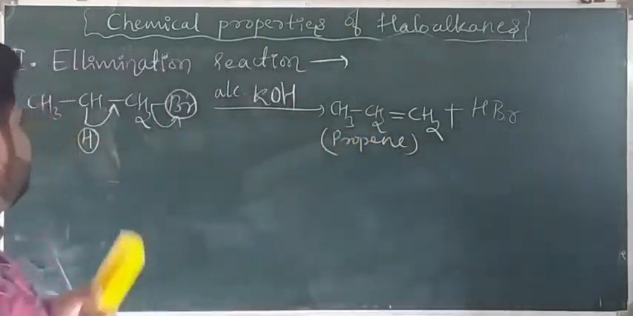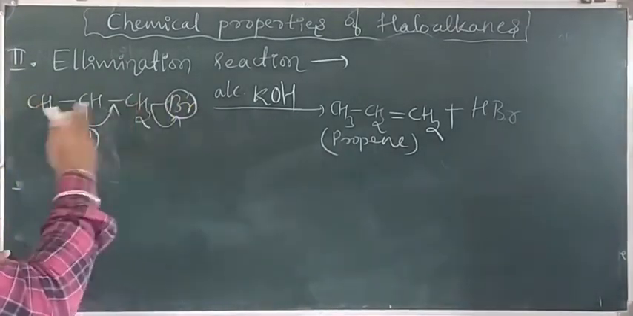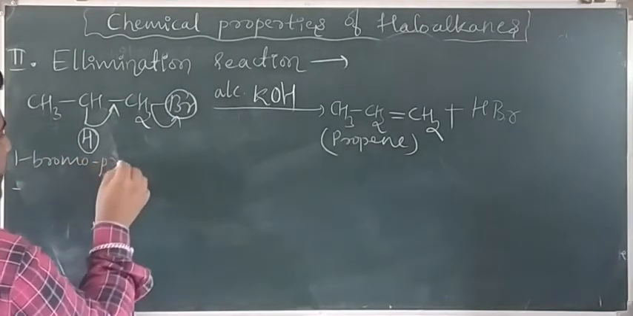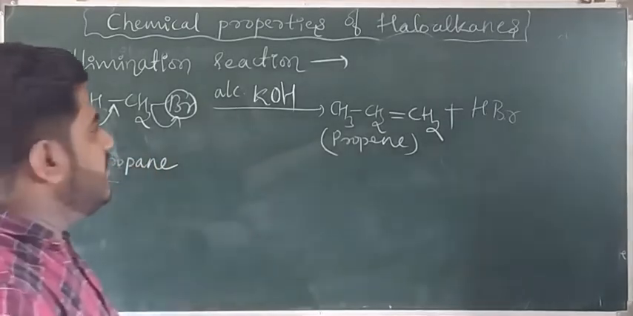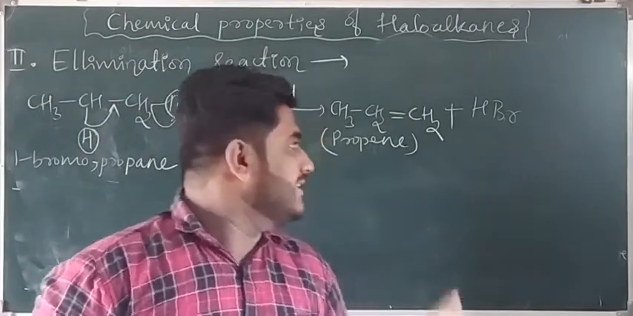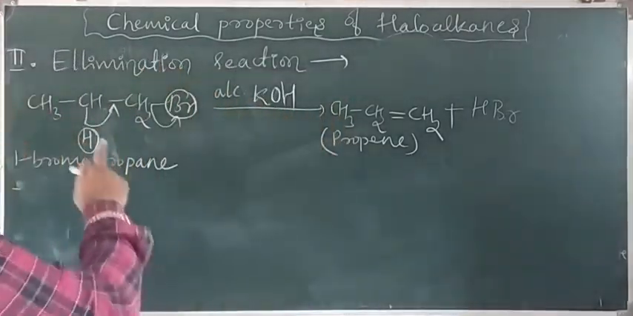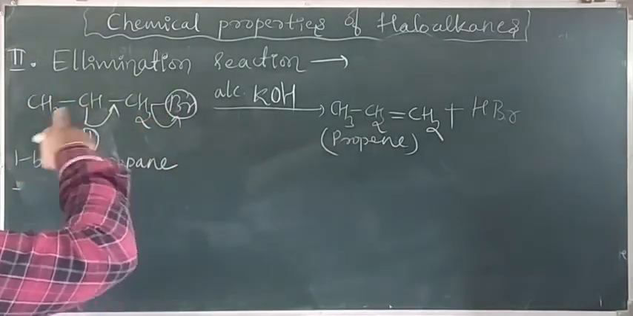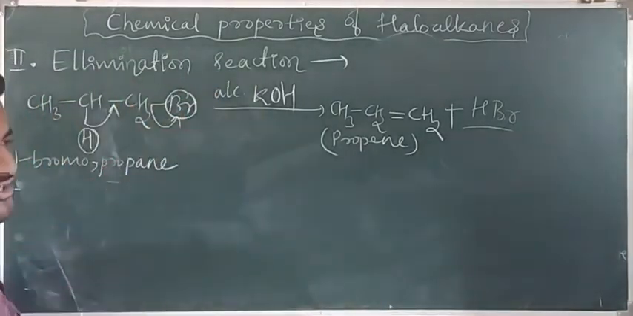What about here? This is the first position where bromine is attached, so 1-bromopropane. When 1-bromopropane is added to alcoholic KOH, we get an alkene, nothing but propene. So this is the elimination. HBr is eliminated from the haloalkane, right? HBr is eliminated, therefore the name elimination reaction.